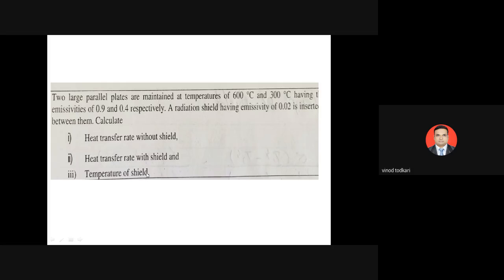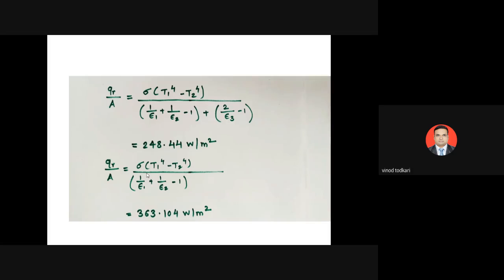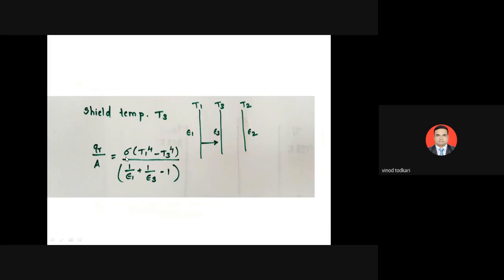And how will you find the temperature of the shield? By the same formula. The concept is similar to this one. Okay, this formula you will use for with shield. The second formula you will use for without shield. And this formula you will use to work out temperature T3. I believe that this concept is clear to you. If it is clear to you, we can proceed to the next numerical.